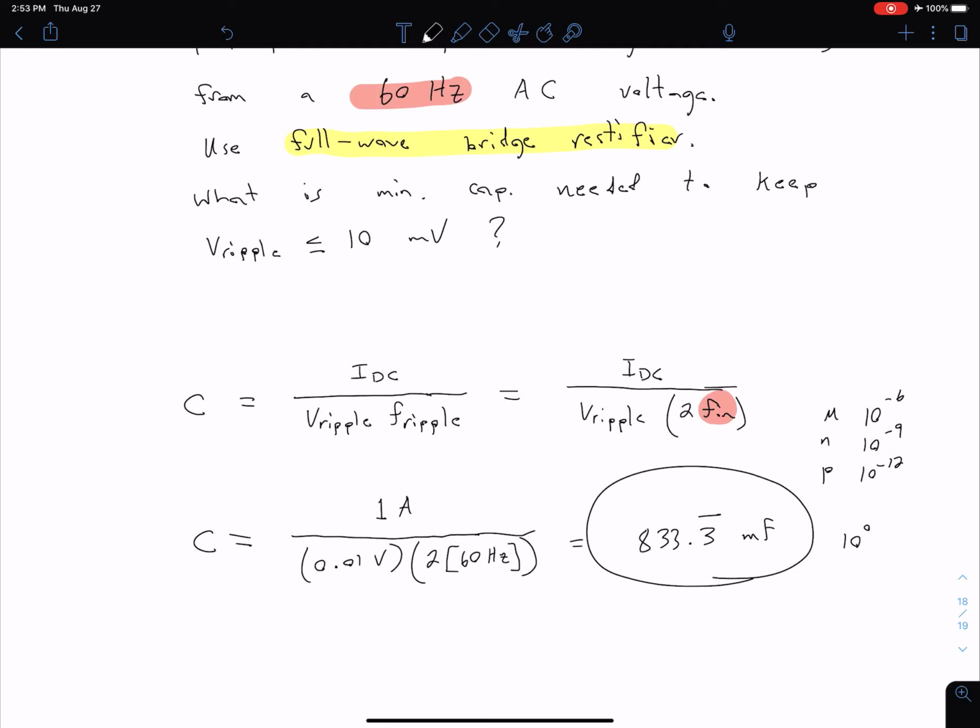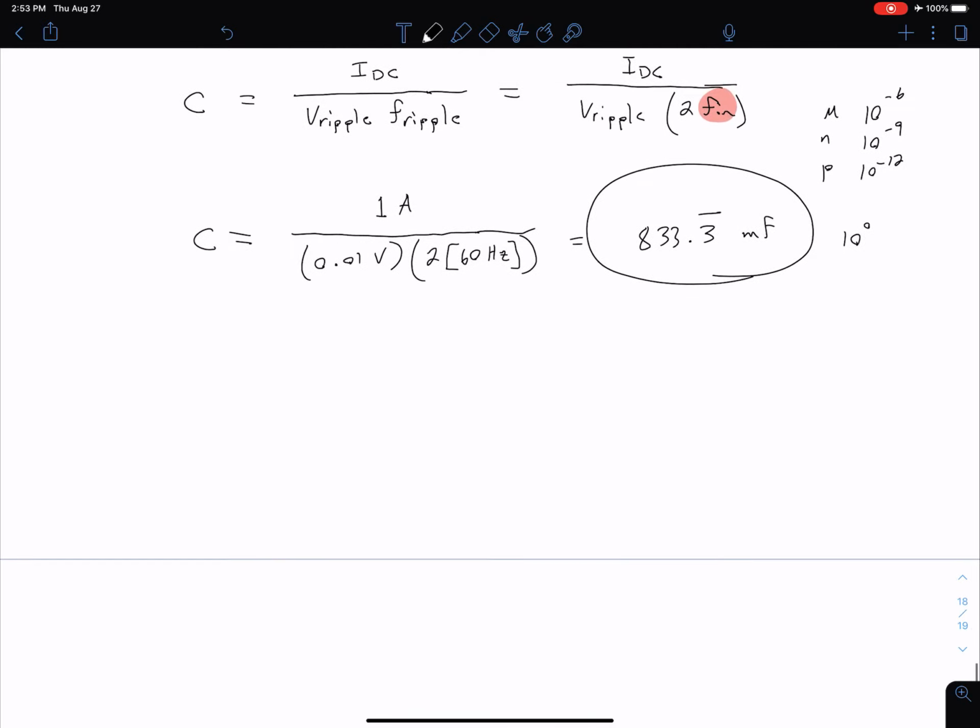So a follow-up question we could ask then is, what if we use a half-wave rectifier instead? What if a half-wave rectifier is used instead? Is that going to affect the size of the capacitor we need? Again, a good opportunity to pause the video and consider this problem for yourself for a second.